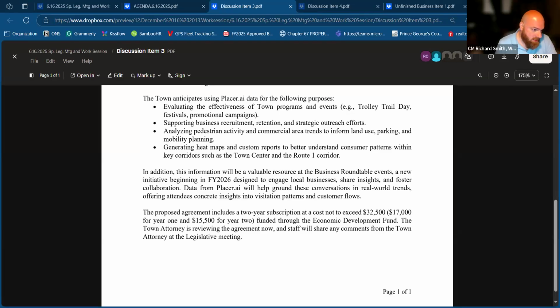I just have way too many concerns about this to even consider supporting the town procuring such a service. I would need a lot more information. Otherwise I can't see myself supporting something like this.